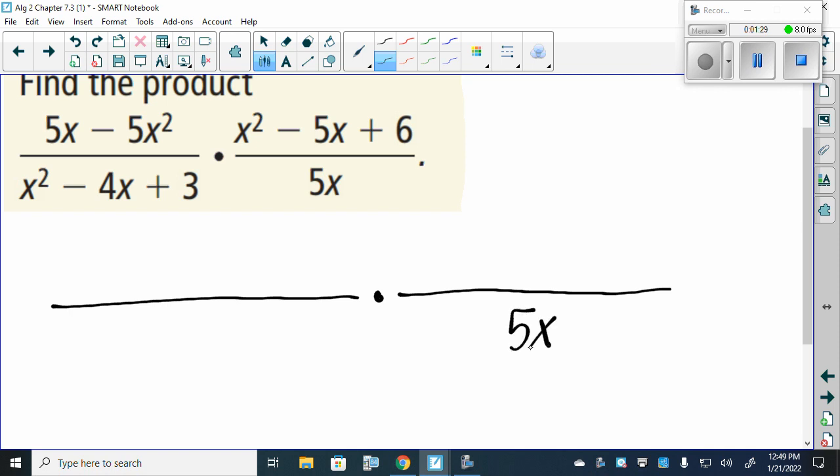Now, looking at the 4 here, we know that the 5x will not factor at all because it's just one term and there's nothing we can do with it. Now, if we look at the others, the first one we can work with is the 5x minus 5x squared. Since there's only two terms, the first thing we can look for is a greatest common factor between them. What would the greatest common factor be between 5x and 5x squared? 5x. And we're going to factor it out.